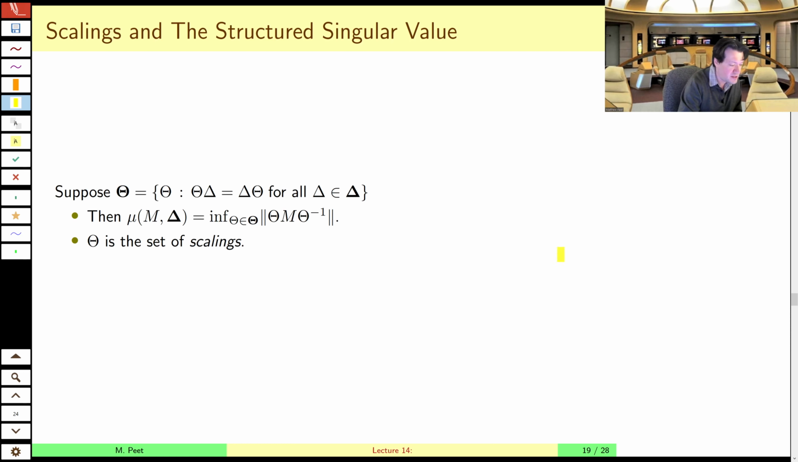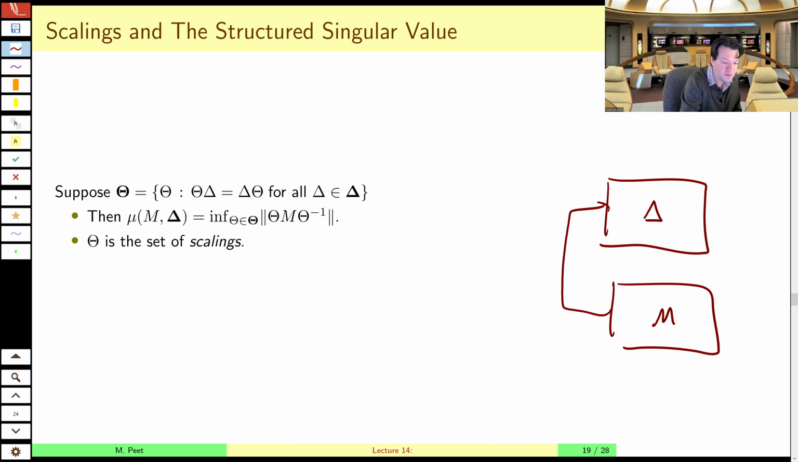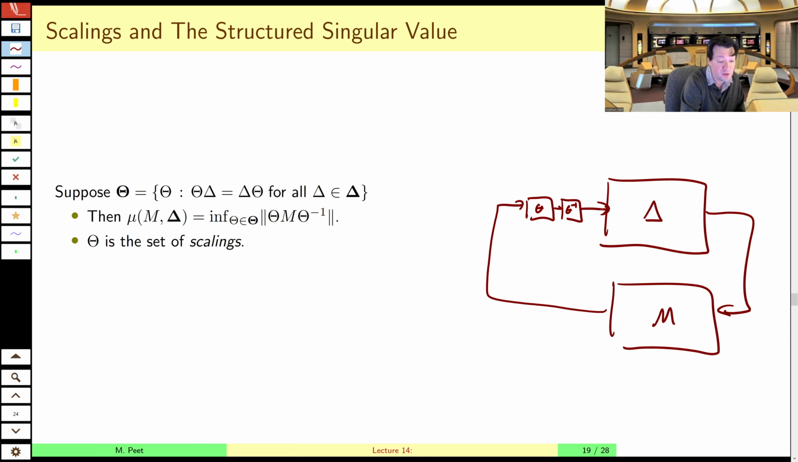So let's think about this a little bit. Here's our LFT again. We've got our delta, we've got our M, and there's a feedback interconnection. If this is a representation of our system, then we have this concept of scalings, which says that there are a lot of equivalent representations of the system. Anytime we have this system, we can throw in a theta and a theta inverse, for any theta that's invertible, of course, and we get an equivalent representation. Now, actually, I'm going to put the theta inverse on the other side.